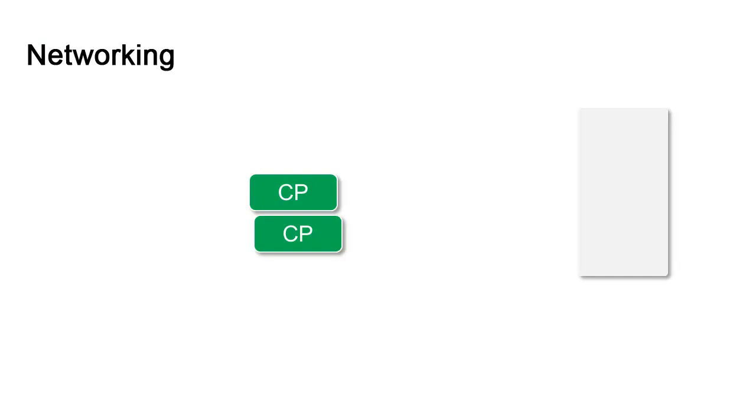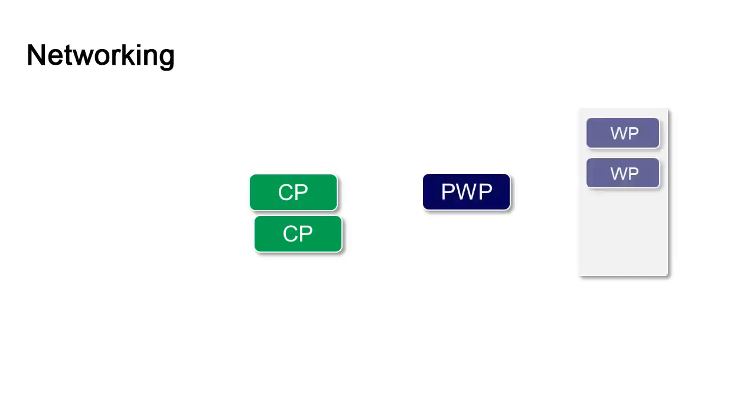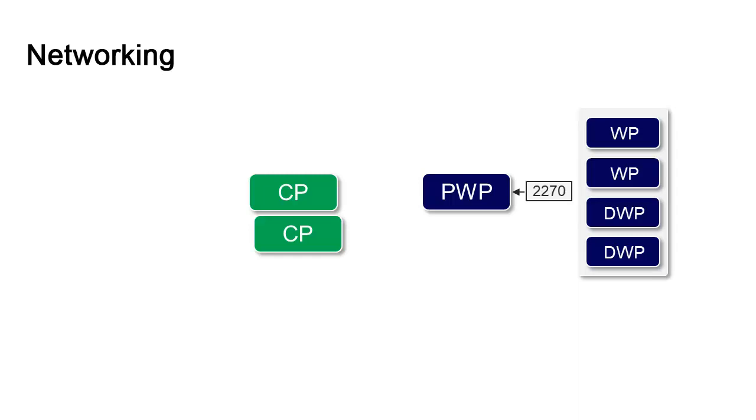Let's consider how processes are networked. We start with the two core sets of processes. In our case, we have 2 CPs and 5 WPs. The first WP we enable becomes the PWP, and the others regular WPs. We opt to change 2 of these to dialog work processes. WPs and DWPs communicate with the PWP over port 2270. They also communicate with the CPs over ports 2217, 2218, and so forth. Constant communications exist between the CPs and PWP over the respective ports.